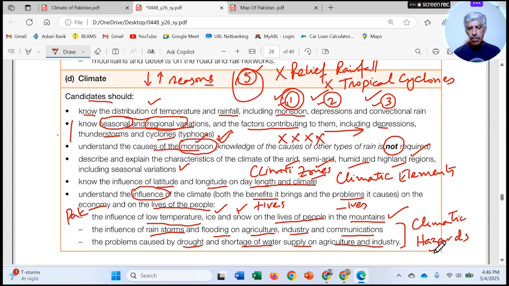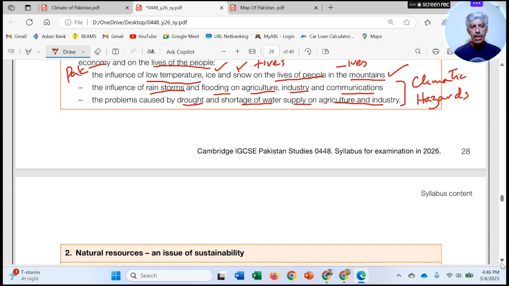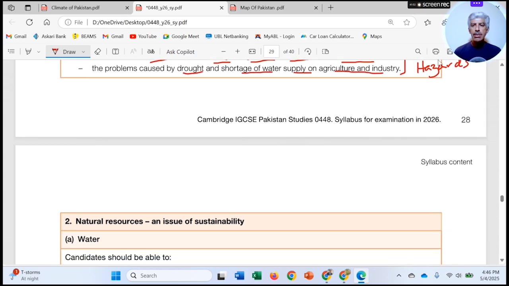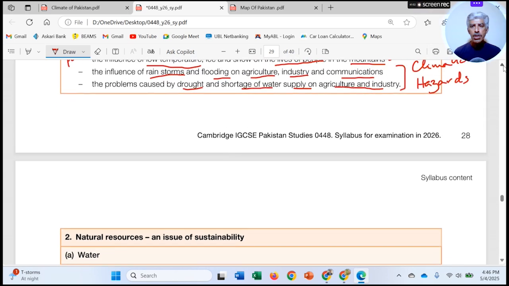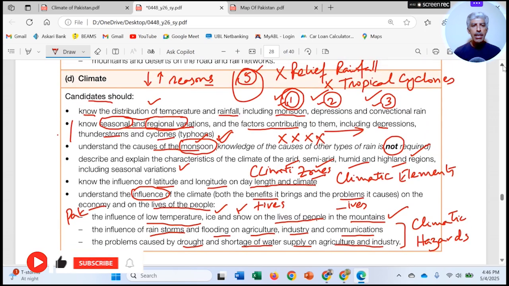So they are also part of your syllabus. If I move down and look around, the syllabus says that up to this point you should know about the temperature and rainfall distribution of monsoon, western depression and convectional currents, but not of relief rainfall and tropical cyclones, seasonal and regional variations, factors contributing to them, including depressions, thunderstorms and cyclones.